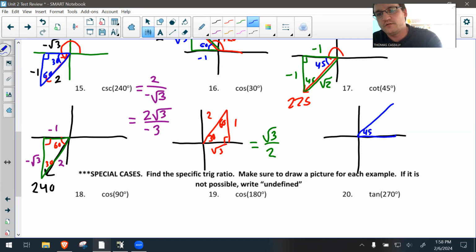It's making your triangle. 45, 45, 90. That is a 1, and a square root of 2. So the cotangent is the reciprocal of the tangent. Tangent is opposite over adjacent. So the cotangent is the adjacent over the opposite. 1 divided by 1, of course, is 1. All right.